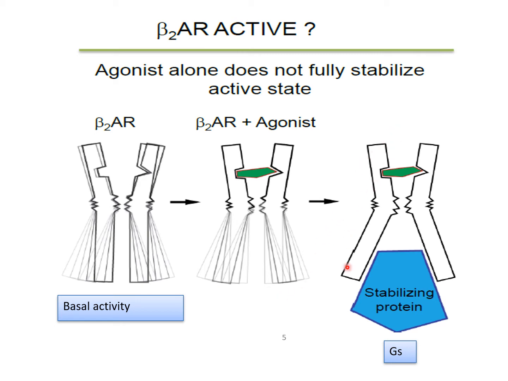And then on the right panel, you can see that when there is a regulatory protein, for example, a G stimulatory protein, then together the regulatory protein and the agonist favor one particular conformation over all other ensemble of conformations. So what it means is that agonist alone is not capable of stabilizing the beta-2 adrenergic receptor active configuration. Both agonist and the regulatory protein or a stabilizing protein are required to stabilize the active configuration.